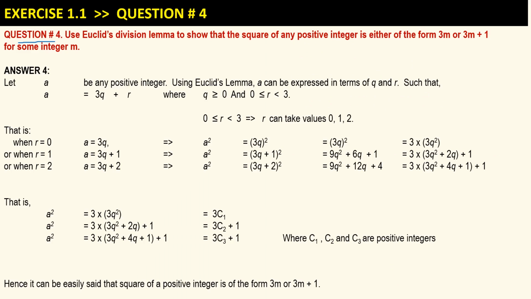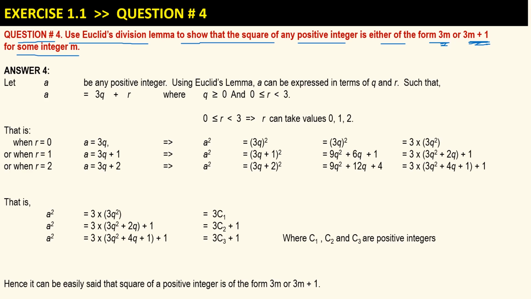Let's solve question number 4, which says use Euclid's division lemma to show that the square of any positive integer is either of the form 3m or 3m plus 1 for some integer m.